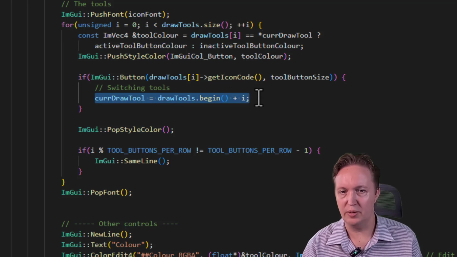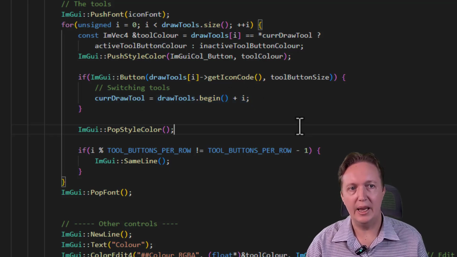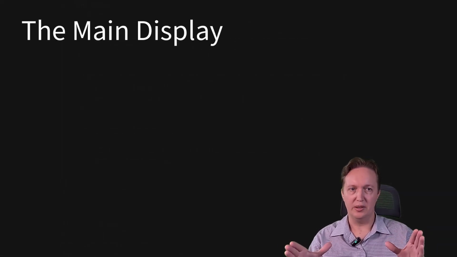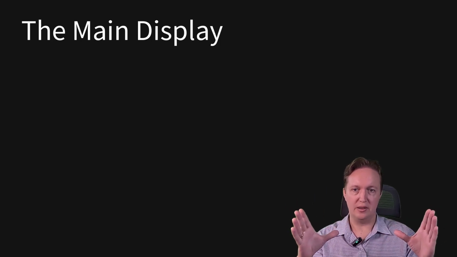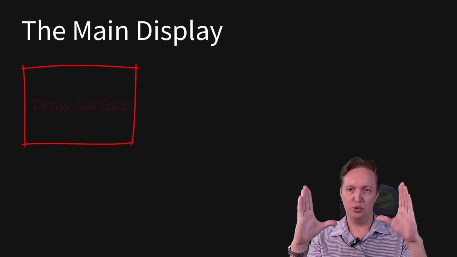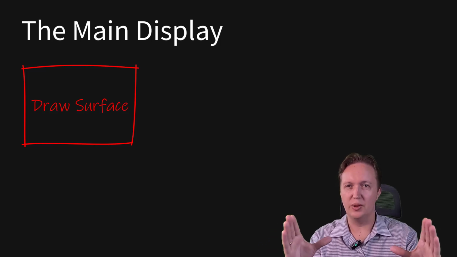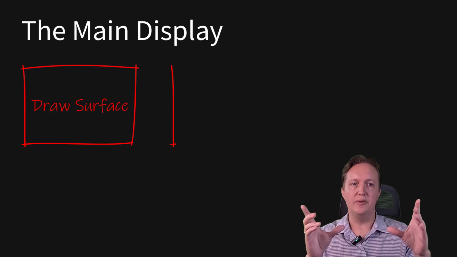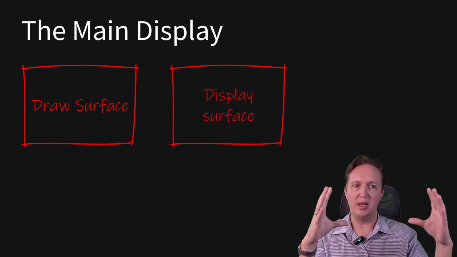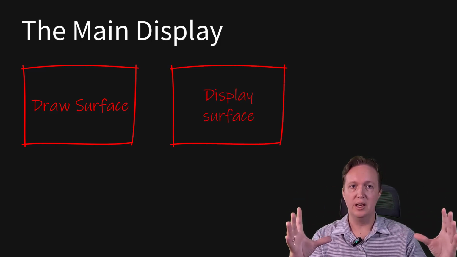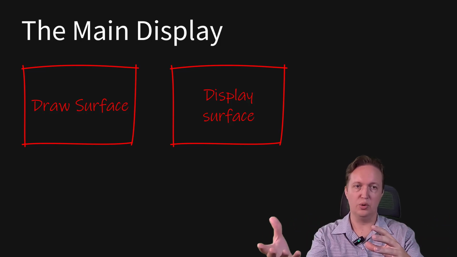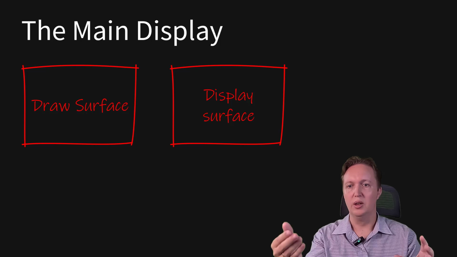So all pretty straightforward. Now displaying the draw surface and the tool is a multi-step process. Here's how it works internally. We have 2 render textures. The first one is the draw surface. So that is what the user is editing. That holds the picture that they're drawing. Then we have a display surface, which is the same size as the draw surface. And this is used when displaying the draw surface and everything to screen.